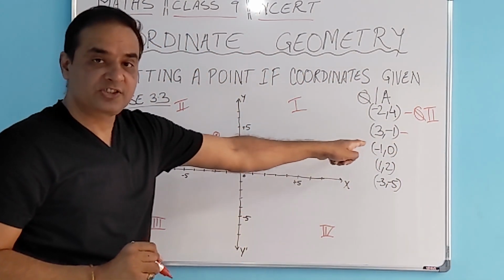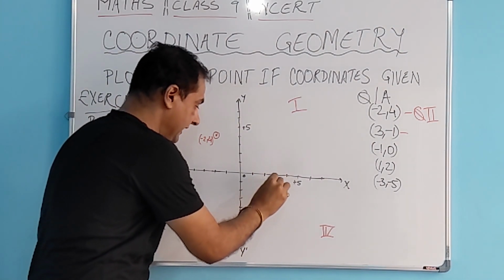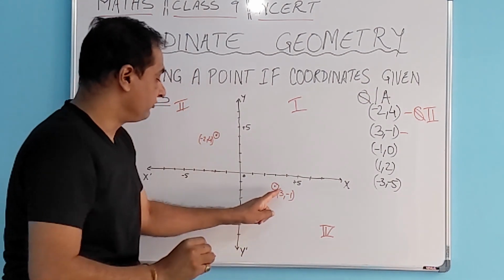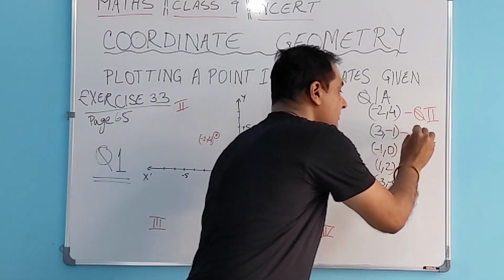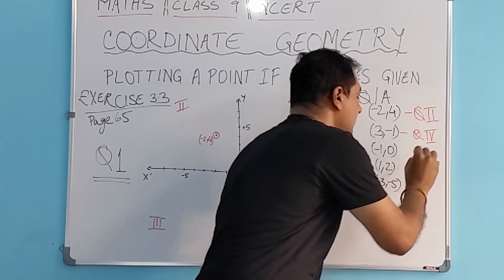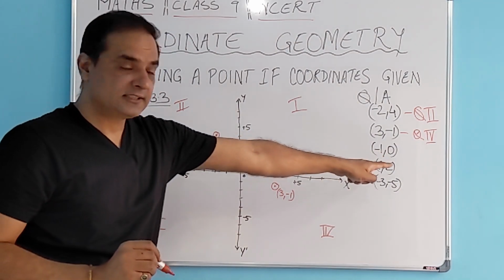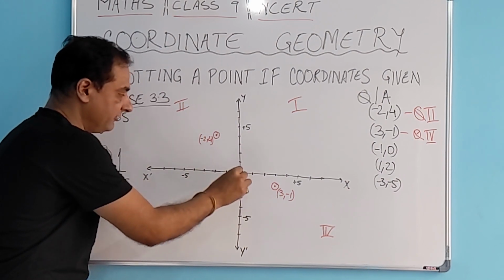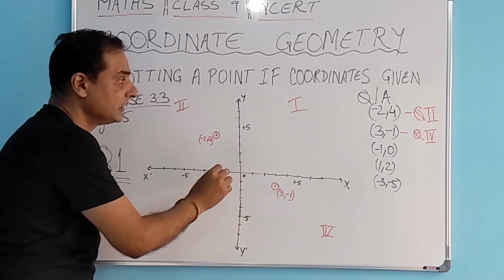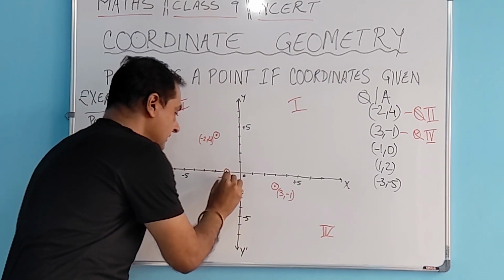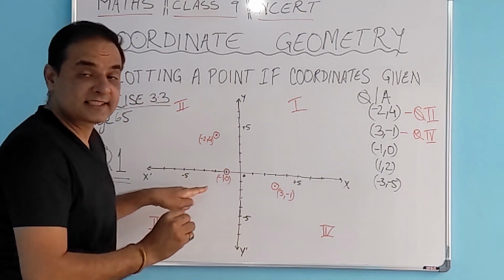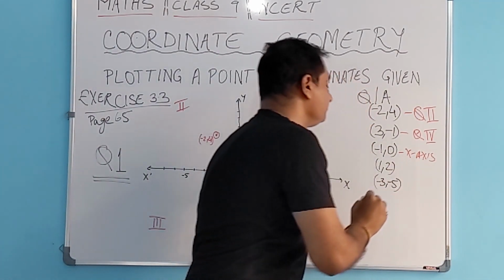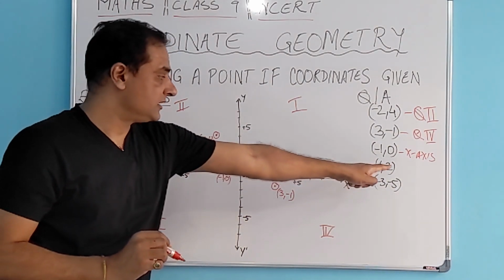Let's look at the second point, (3, -1). Where do we have it? Fourth quadrant. Let's look at the next point, (-1, 0). On the x-axis we go in the negative direction, -1 and 0. So we don't need to go anywhere up or down. So this is here, which is (-1, 0). What is this? It is on the x-axis.